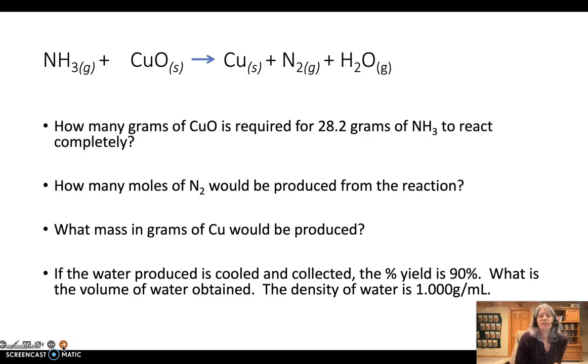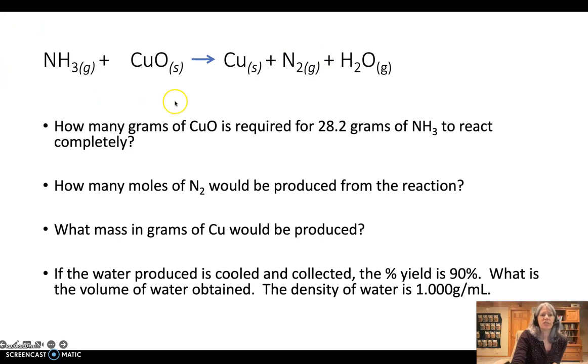So here's an example of a four-part problem involving stoichiometry. And we can just glance at the questions to see we're going to be asked to calculate how many grams or how many moles or what mass we're going to get. And so whenever we do this sort of problem where we're calculating how much or how many, the first thing we need to do is to balance our equation.